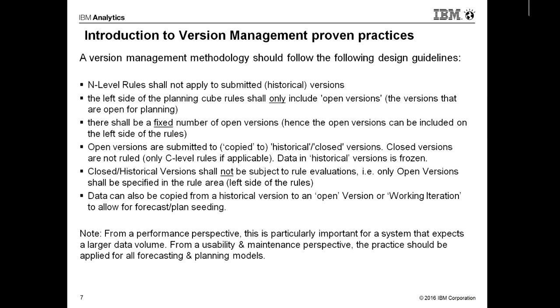There should be a fixed number of open versions. That means the open versions can be included on the left side of the rules, in the rule area. And those open versions are then submitted to or copied to the historical closed versions. So closed versions are not rules, only C-level rules if applicable. Data in those historical versions should be quote-unquote frozen.